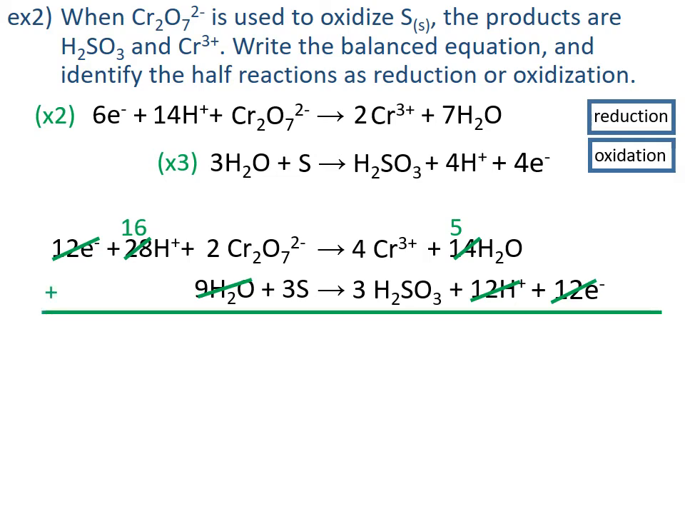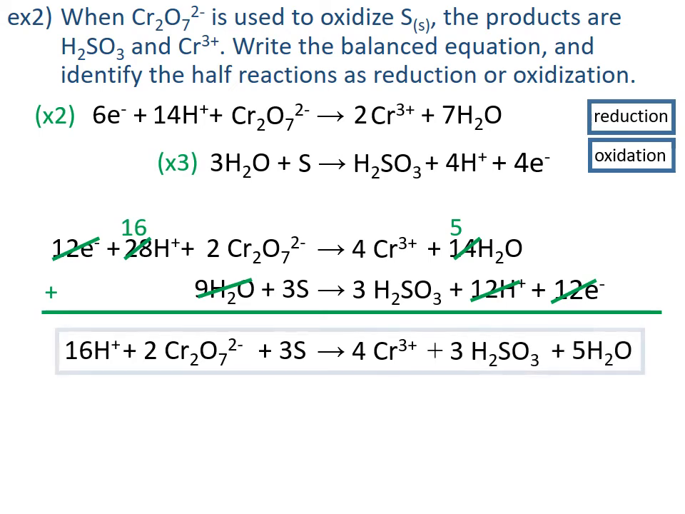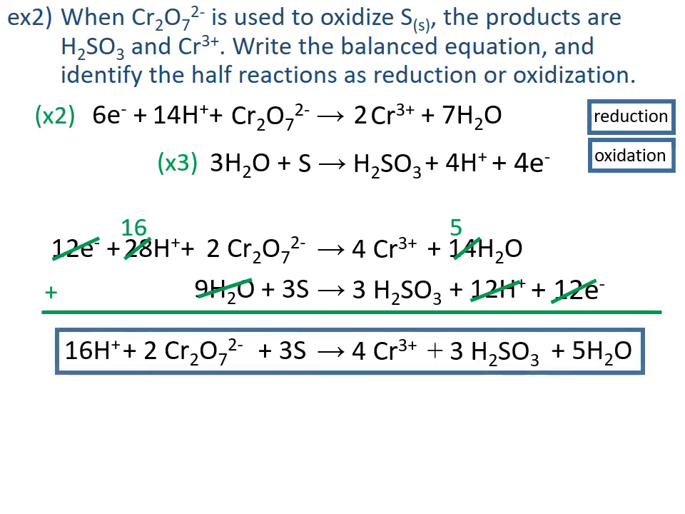Now I will merge the two lines. I've got 16 H pluses, 2 dichromates, 3 sulfurs, 4 chromium-3 ions, 3 sulfurous acids, and 5 water molecules. And the equation is now balanced.